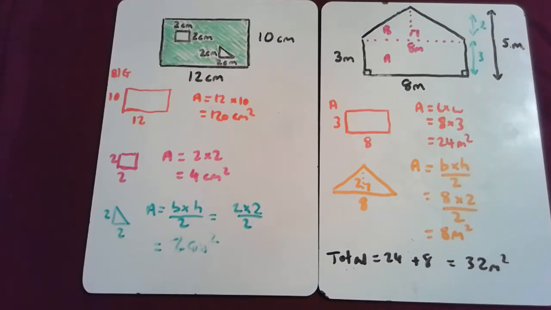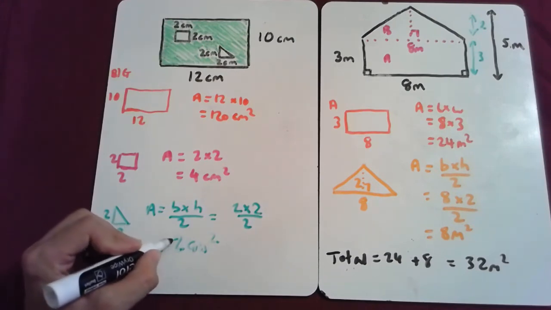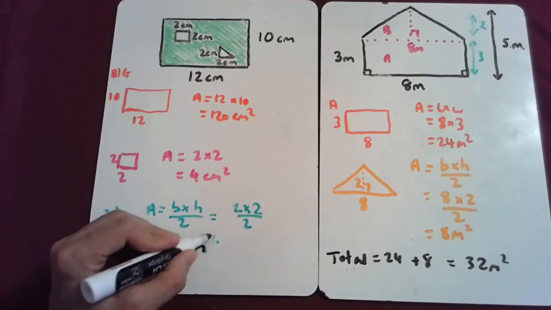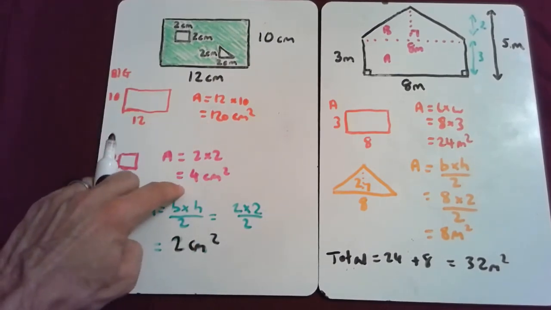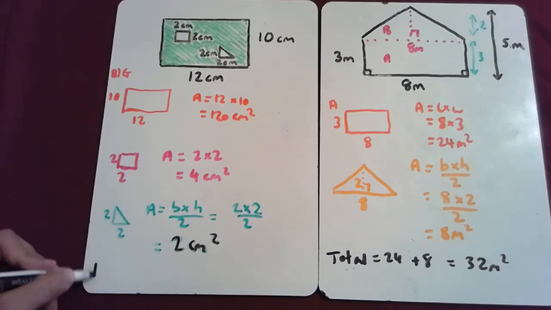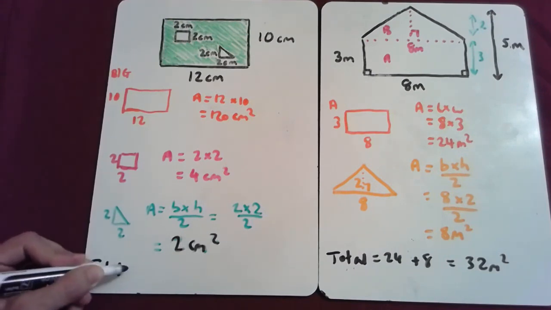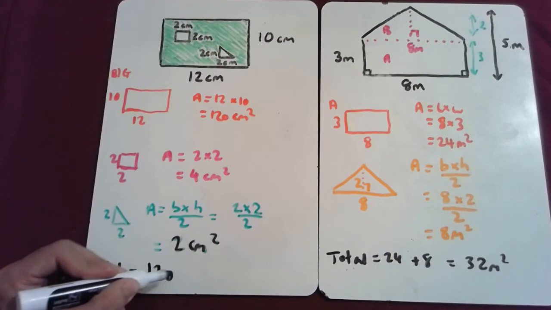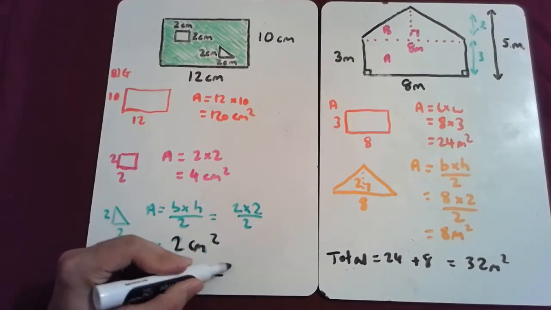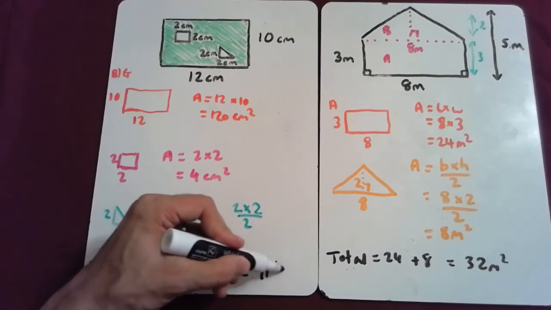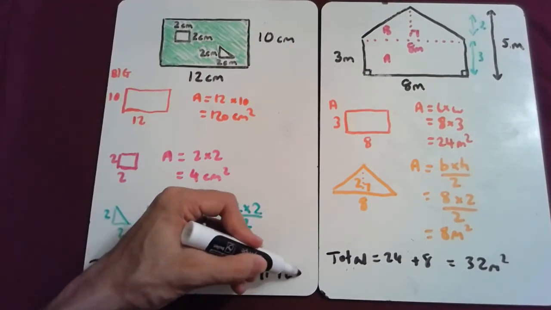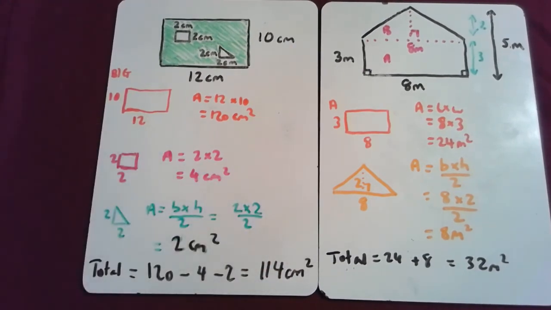So if I now want to work out the total area, I'm going to take the 120, and subtract away the 4 and subtract away the 2. So my total is therefore equal to 120 minus 4 minus 2, which gives me a final answer of 114 centimeters squared.